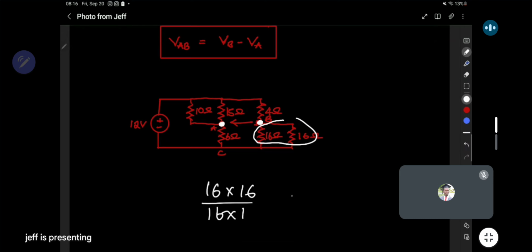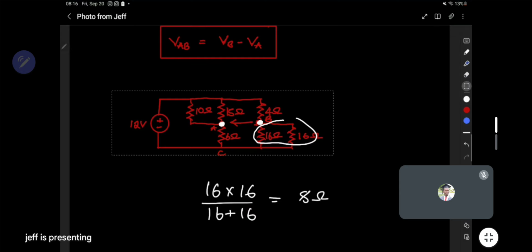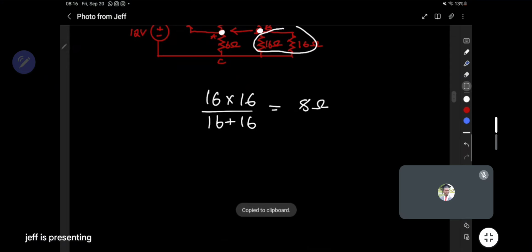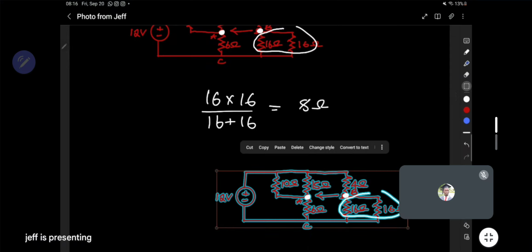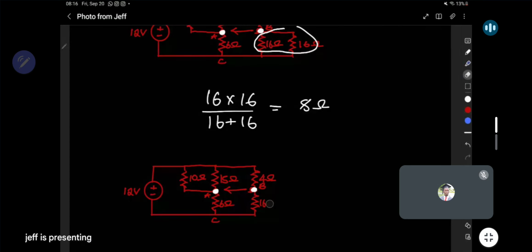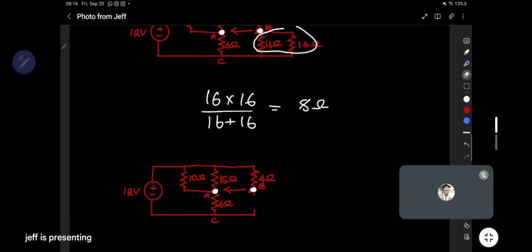Combining those two, what are we going to get? When you combine these two, we see that we're just going to get 8 ohms. So meaning our circuit can be redrawn by combining those two resistors, so that now we can present these two as just a combination of both. And now our circuit will look like this. And this will be an 8 ohm resistor.